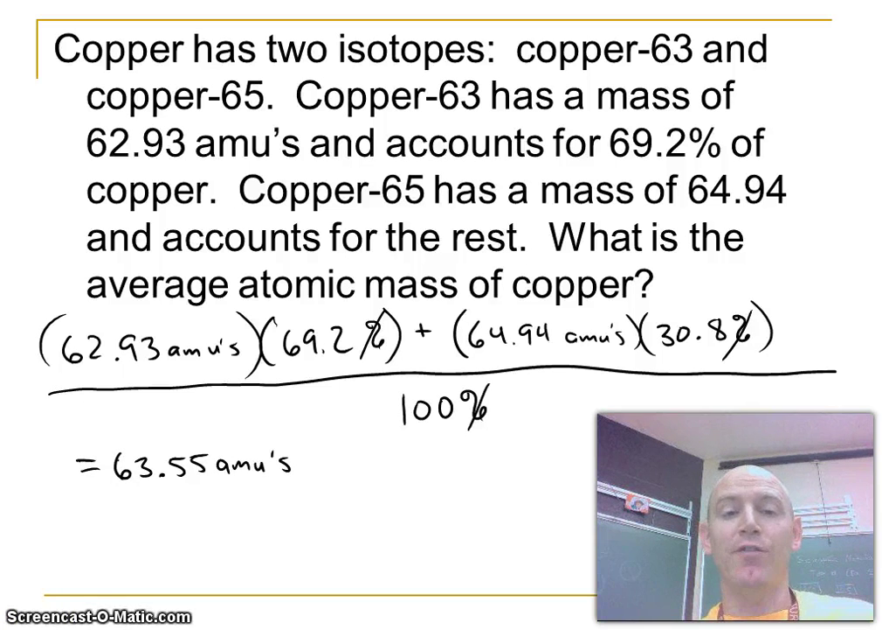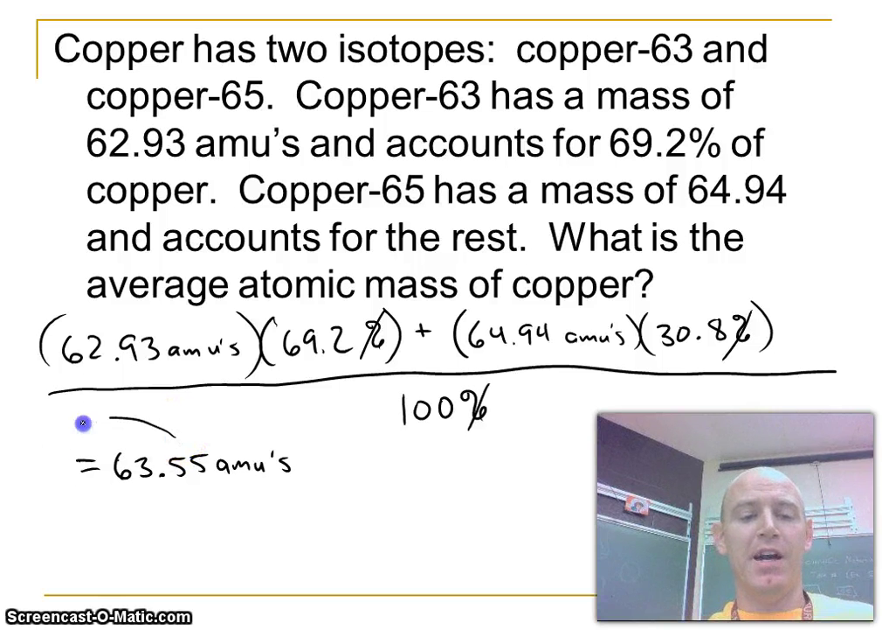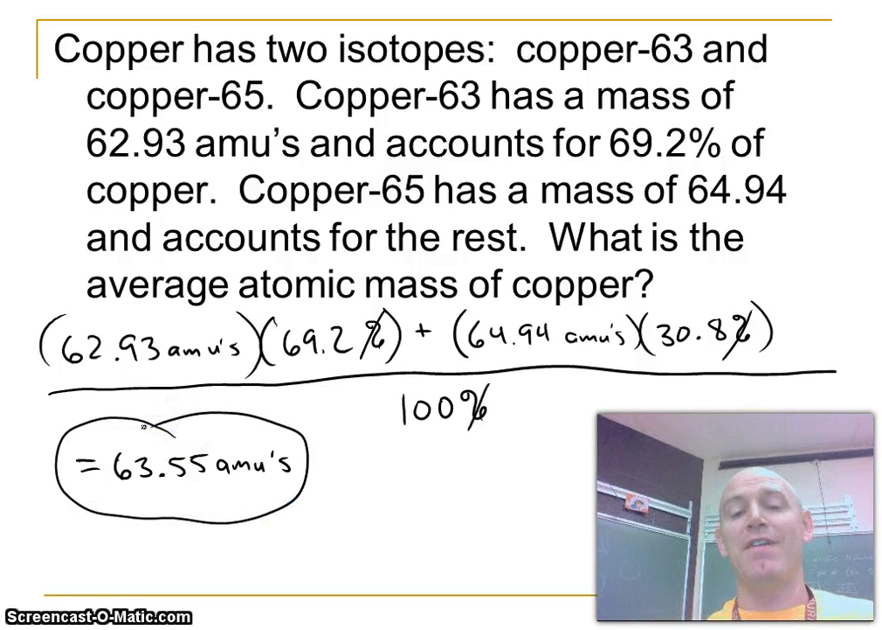All right, and for a final answer, after putting all this into the calculator, we get 63.55 AMUs. And we have to ask ourselves, does this answer make sense? And if we look, 63.55 makes sense for a couple reasons. First of all, it is between 62.93 and 64.94. So it makes sense in that regard. It is between the two things we're averaging.